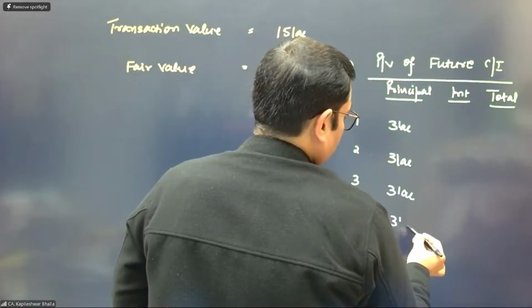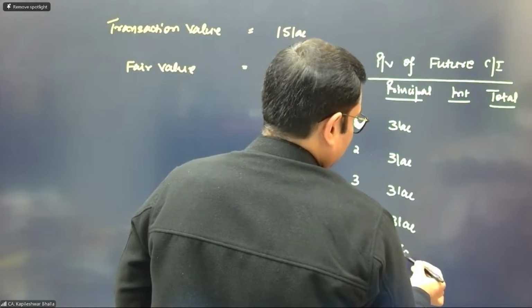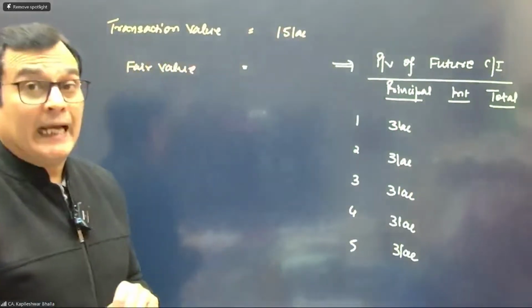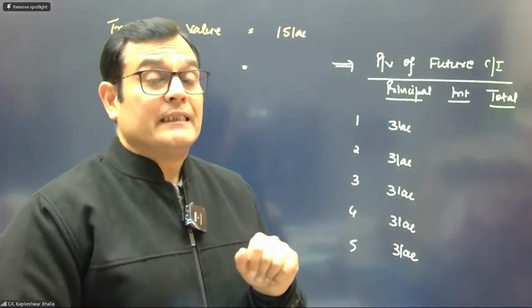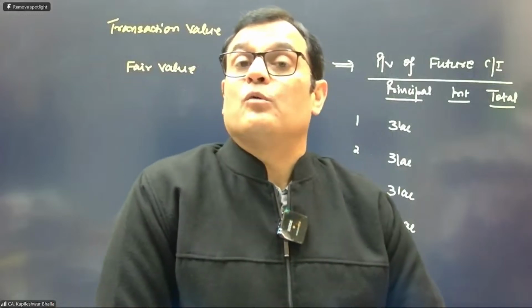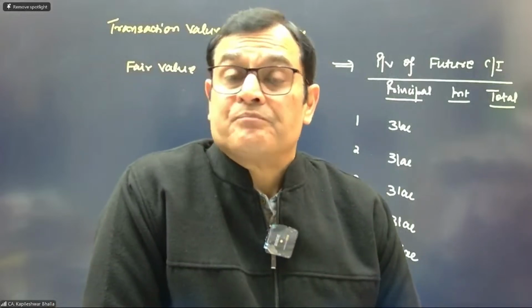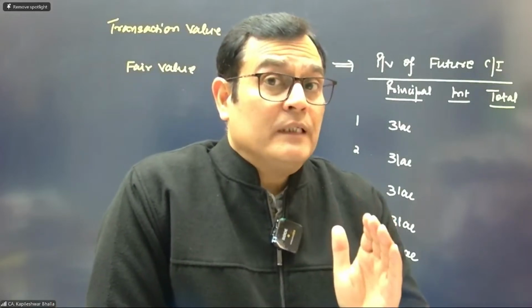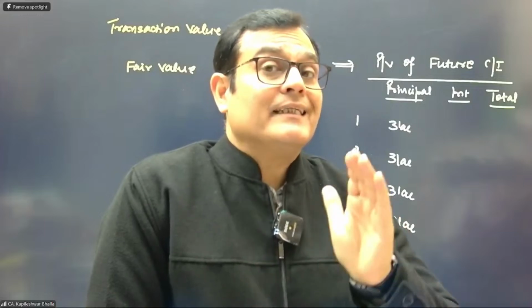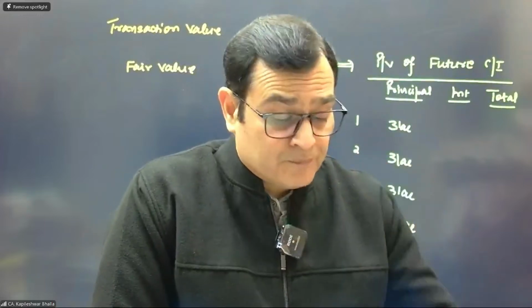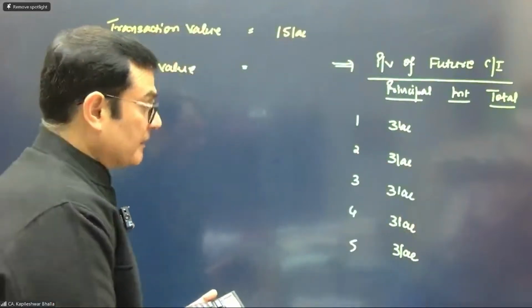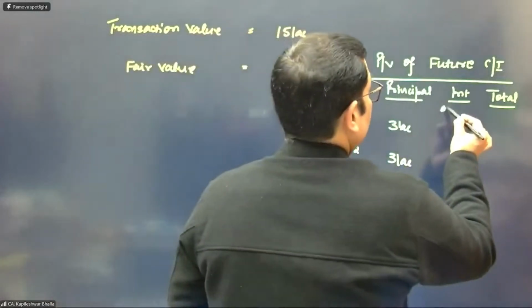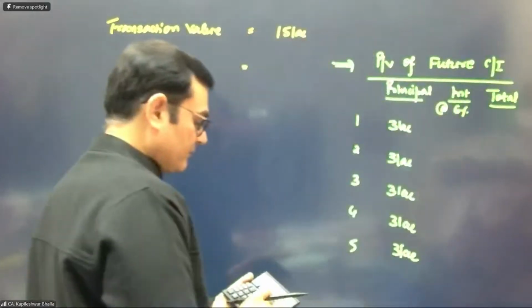So 3 lakh is the principal money which we are getting at the end of each year. Now, as far as the interest is concerned, the interest for the first year is on the outstanding principal of 15 lakh. Then it'll be on 12, then it'll be on 9, and then it'll be on 6, and so on. So let's see what is the interest at the rate of 6% on the outstanding balance.